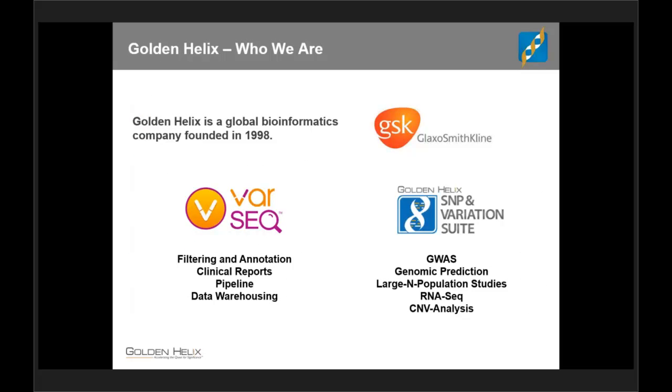So Golden Helix is a global bioinformatics company that was founded in 1998. The founder spun off from early work at GlaxoSmithKline, who was a key investor. The company started with a piece of software called Helix Tree, which has evolved into the SNP and Variation Suite, or SVS. Since then, we've added two additional products, GenoBrowse and VarSeq. And we have 17 years of experience in the field of bioinformatics, and we've been in the market since before GWAS was born.